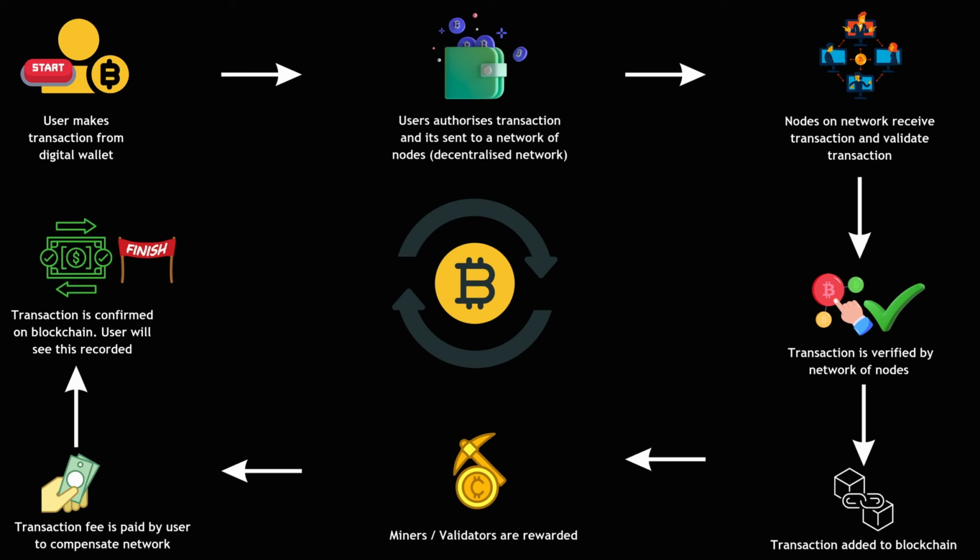In summary, cryptocurrency transactions rely on a decentralized network to verify and record transactions securely. This system operates without the need for a central authority like a bank, and the blockchain ensures transparency and security through the process.